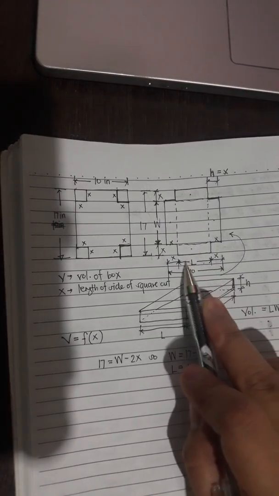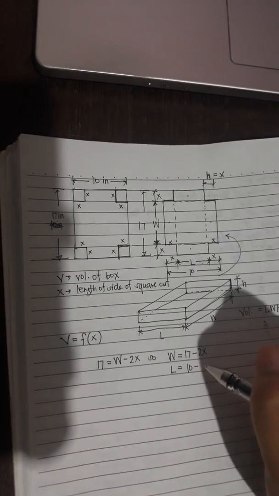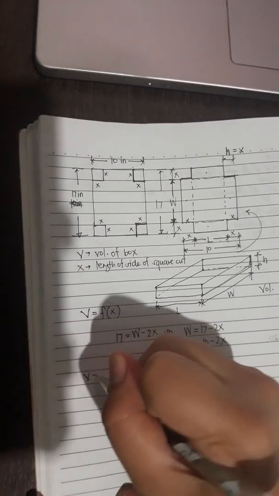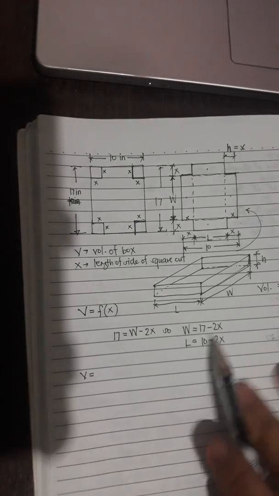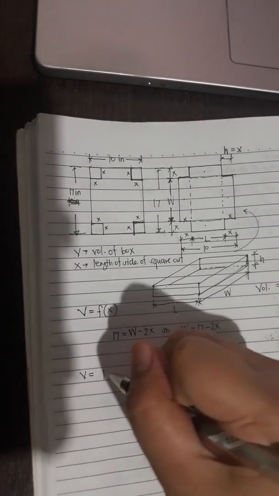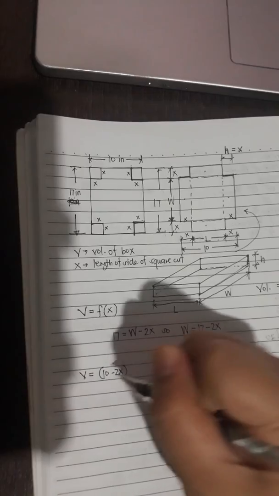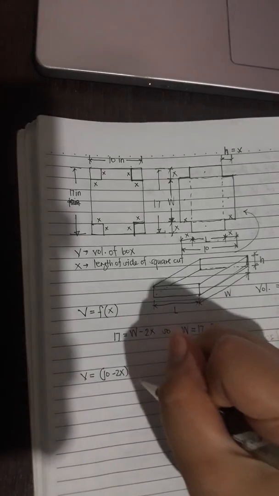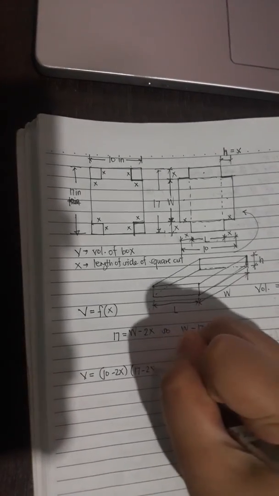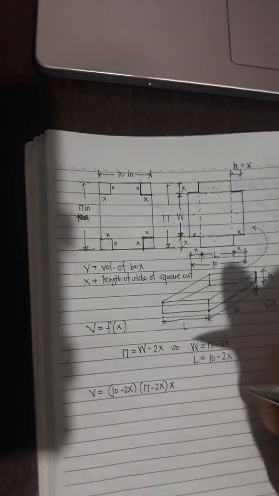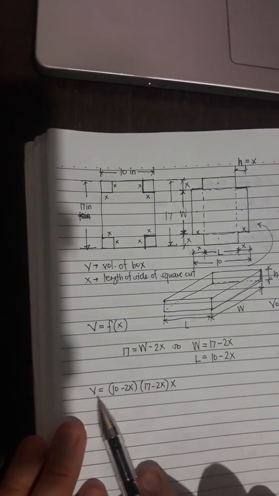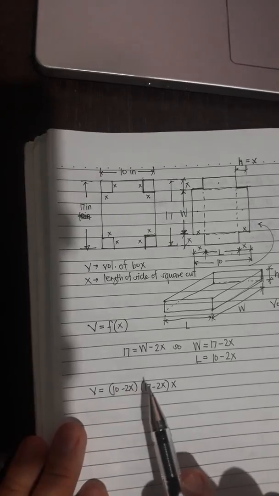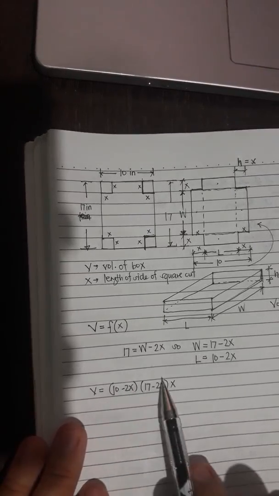And then for the length, this is also x, this is also x. So the length here, therefore, is equal to 10 inches minus x minus x. So the length of the box is what is left, 10 minus 2x. Now, volume is equal to the length, which is 10 minus 2x, times the width, which, in terms of x, is 17 minus 2x, and the height, which is also equal to x. So this is now the volume as a function of x.